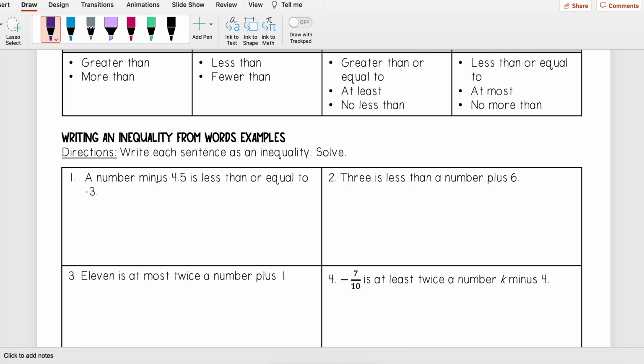I have a number minus 4.5 is less than or equal to -3. And so for this one, it tells us what the inequality is. It's less than or equal to. And so I can go ahead and write this out. So I have a number, which we'll just represent as x, minus 4.5 is less than or equal to -3. And I can go ahead and solve that. So I'm going to add 4.5 to both sides. And I get that x is less than or equal to 1.5.